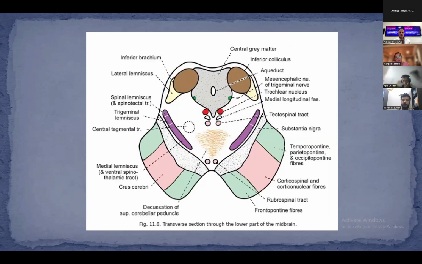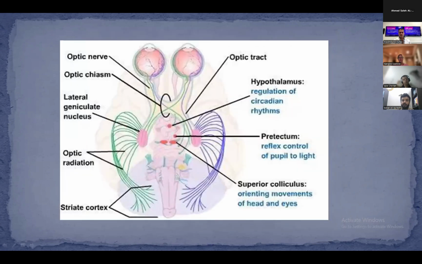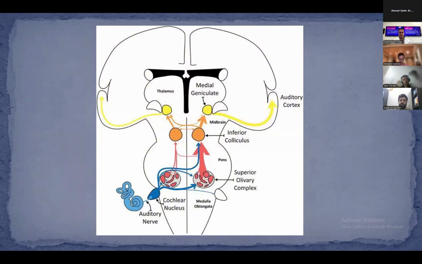Just below the superior colliculi, at the level below, there are the inferior colliculi. These inferior colliculi are important for the auditory pathway. This is the diagrammatic picture of the auditory pathway. The sensations would be taken by the nerve into the cochlear nucleus and the superior olivary complex, and from there they will come and relay in the inferior colliculi. From the inferior colliculi, the information would be gathered at the medial geniculate body, and then the pathway will continue to the auditory cortex.